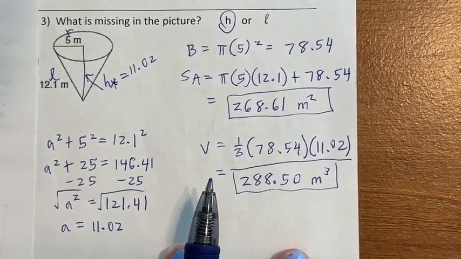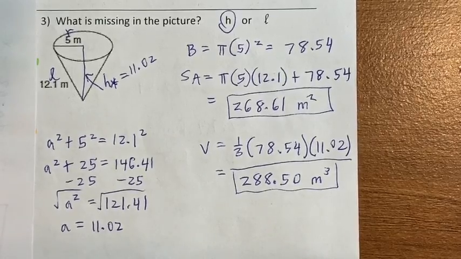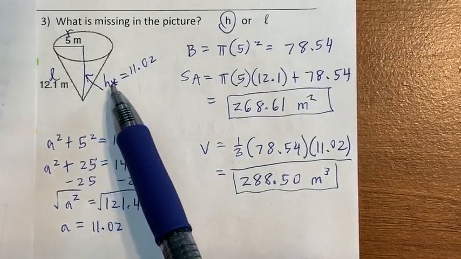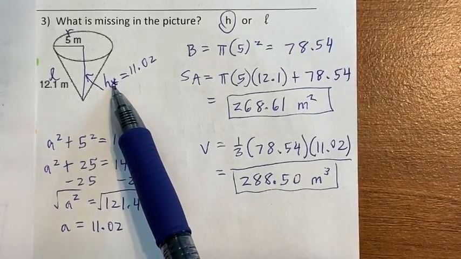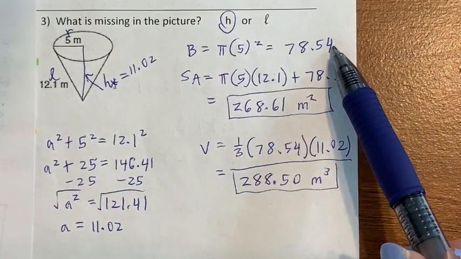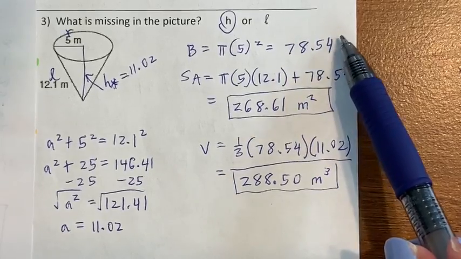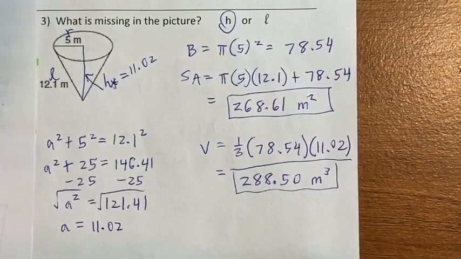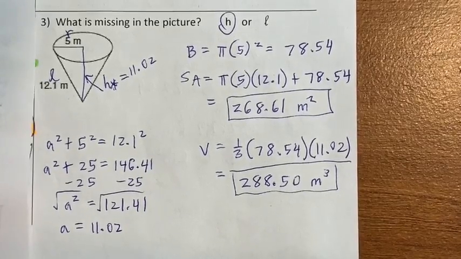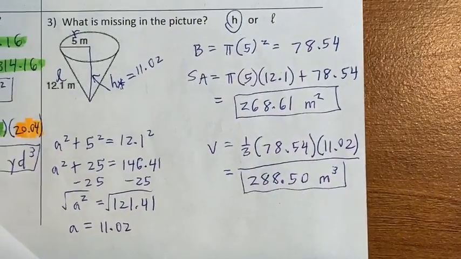Try number 3. I had to do just like example C, where I was missing my height. So I had to do Pythagorean theorem to find a missing leg for my height. I plugged into my base formula to find my base. And then here are my surface area and volume measurements that I came up with. So we have one last example to do.